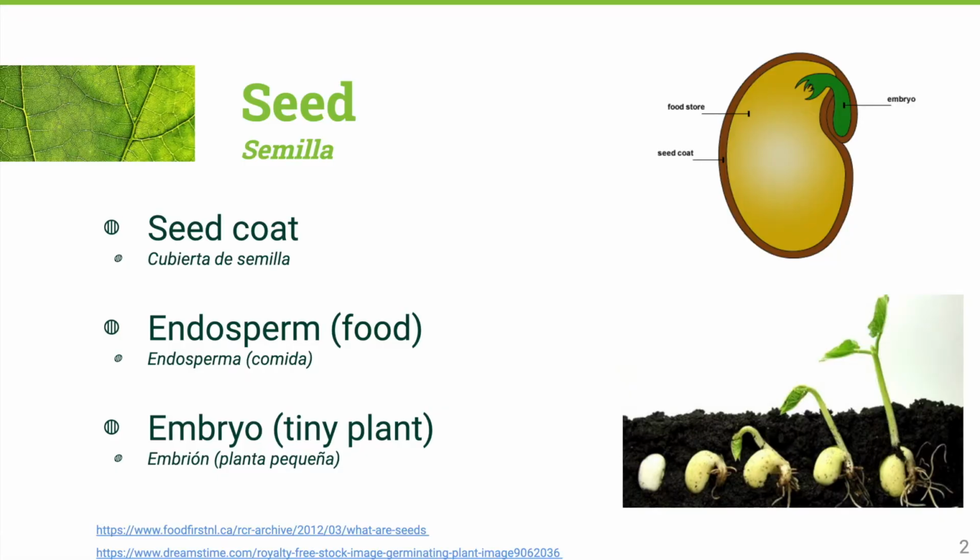The first part of the plant cycle we're going to talk about is the seed. So there's three parts to the seed. The seed coat on the outside, the endosperm, which actually takes up most of the seed, and the embryo, or the tiny little plant.